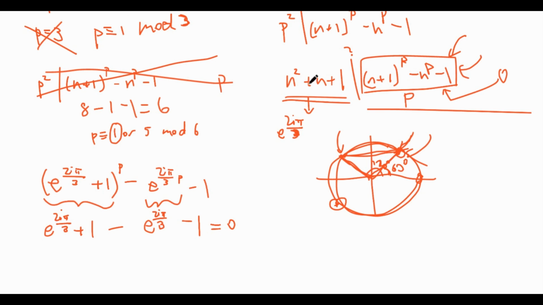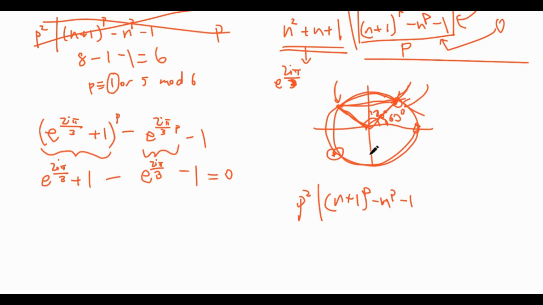But anyways, we find that n squared plus n plus 1 divides (n plus 1) to the power of p minus n to the power of p minus 1, which means it divides that thing over p. But since p divides n squared plus n plus 1, we know that p squared divides (n plus 1) to the power of p minus n to the power of p minus 1 over p, and we are done. In fact, a stronger result holds: p cubed divides (n plus 1) to the power of p minus n to the power of p minus 1. This problem is left as an exercise to the watcher.